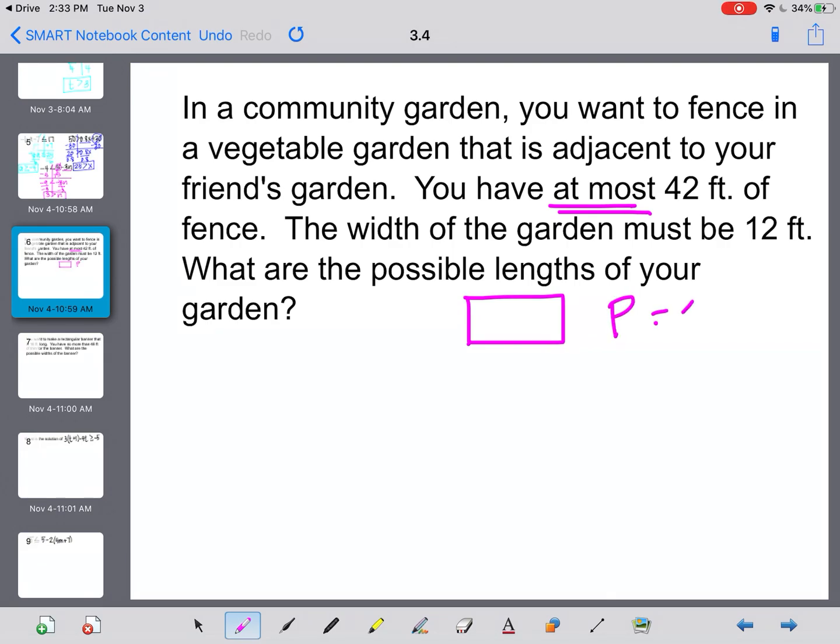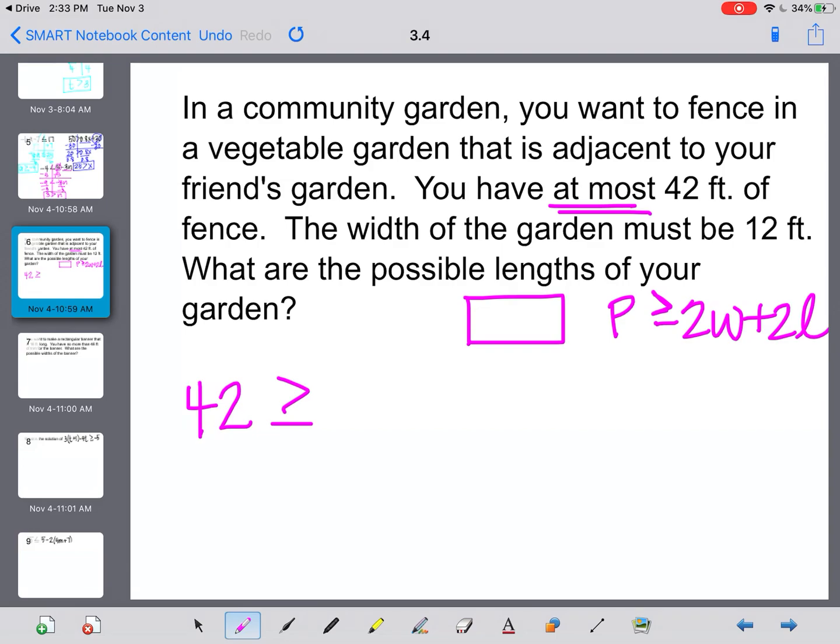All right, we're looking for a perimeter. We're trying to put a fence around our garden. If you remember the formula for perimeter, it's 2 times the width plus 2 times the length. And in this case, it doesn't have to be equal. It can be, but it doesn't have to be. It could also be less than the full perimeter, the full 42.